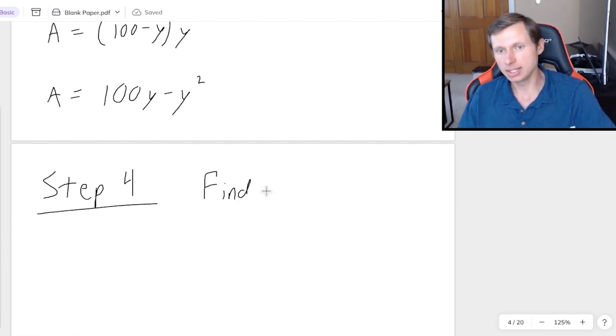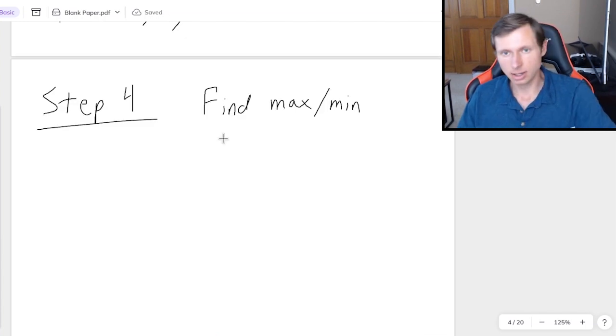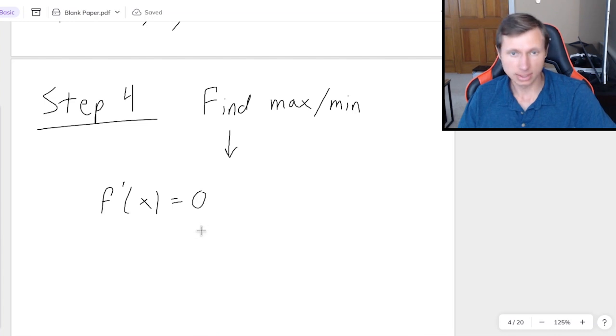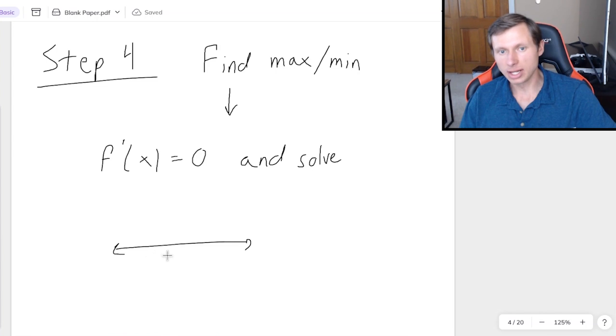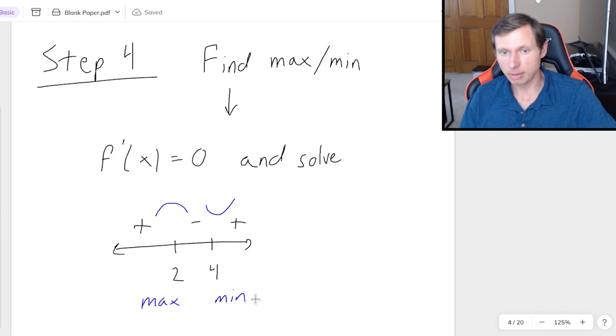We need to find the maximums and the minimums. Or in this case, it's just going to be the maximum. And remember, the way we do this is you've got to find the critical points. You have to set the derivative equal to 0. And of course, we need to solve it. Then we need to make the number line with my critical points on the number line. I'm making up numbers here. And then we have to test values in between all of the critical points. And finally, wherever we switch from positive to negative, that's a maximum, and wherever we switch from negative to positive, that's going to be our minimum.